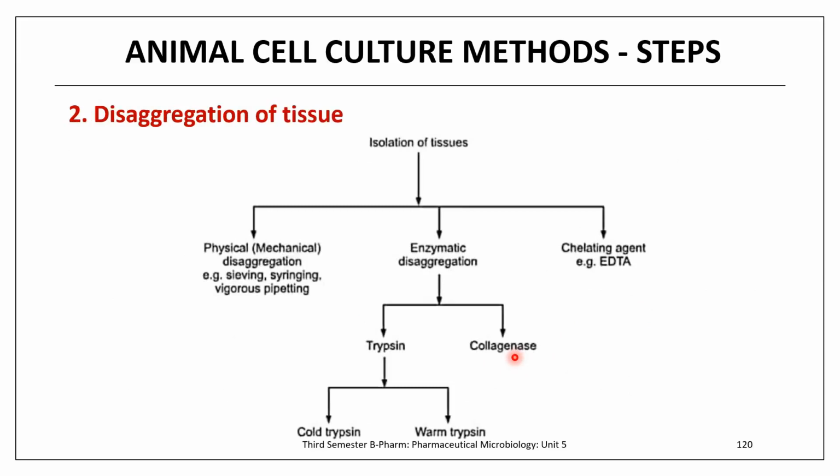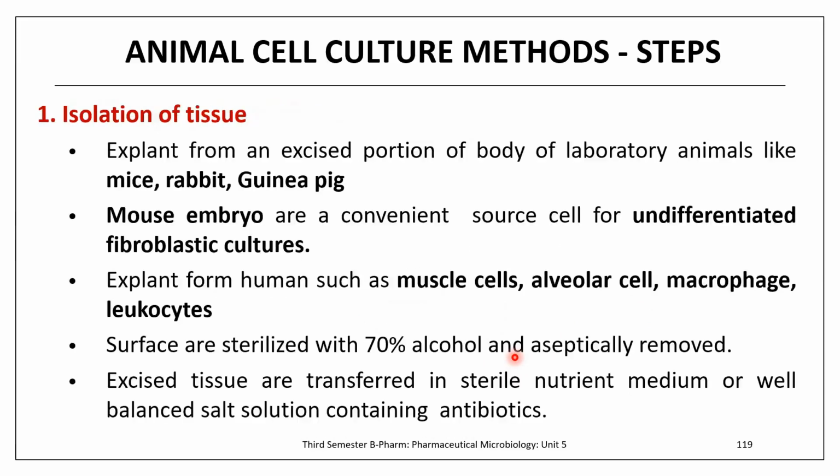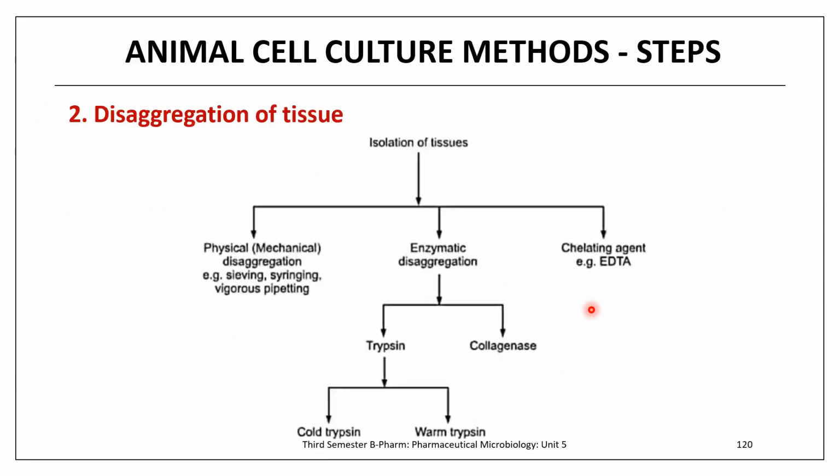Now coming to the disaggregation of the tissue. It is not possible to isolate a single cell from an organ in the first step itself. So here we are going to isolate the tissue, right? We are going to take a myocardial tissue or even mouse embryo, muscle tissue or alveolar tissue. So from this tissue, we have to disaggregate the cells.